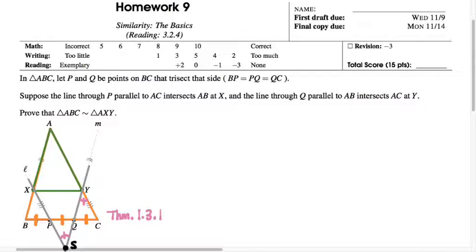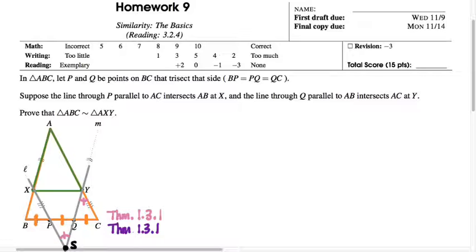Okay. What then happens from there? What additional congruencies can we get from the same argument? Well, we can use L as a transversal. L is a transversal, so it's going to say the same thing. Treating L as a transversal to what? We can also say... So last time, M was a transversal to L and to AC, the parallel lines L and AC.